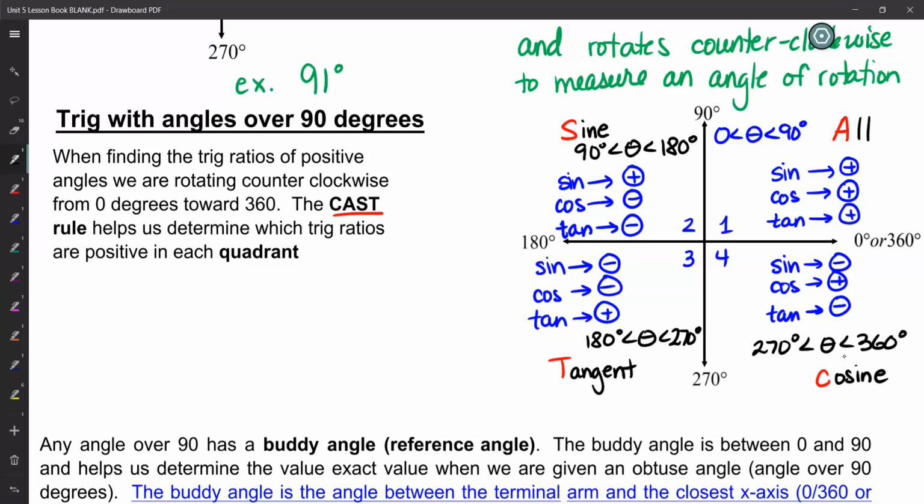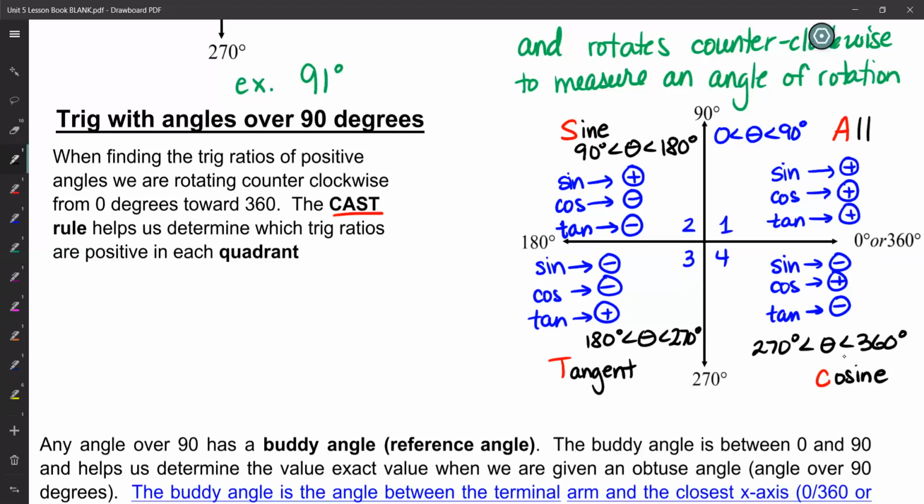Okay, so I heard somebody say, are we going to have to memorize what happens in every single one of these? No, you don't, because CAST should tell you which trig ratios will be positive for which angles in which quadrants. That's why CAST basically tells you everything, right? But we just need to know obviously what CAST represents and what it tells us. Okay, so we've got that.